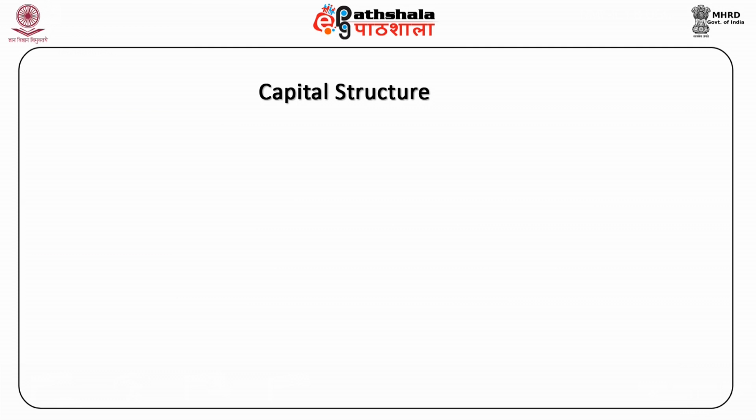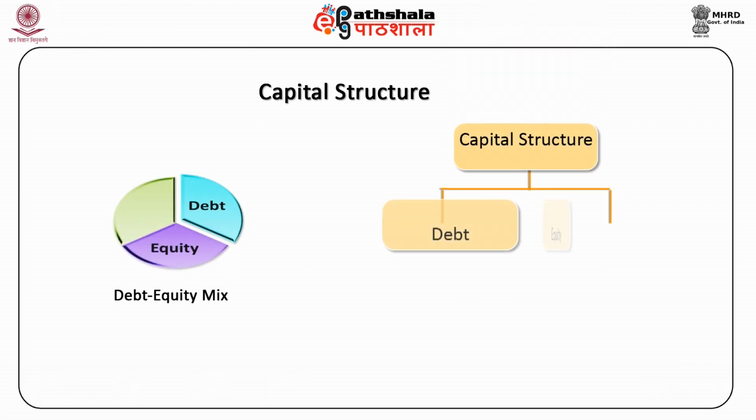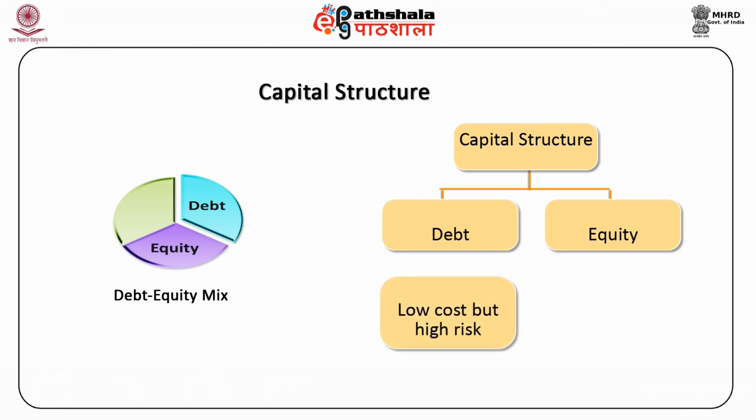First of all, we'll discuss the meaning of capital structure. Capital structure is the debt-equity mix in the total capital of the company. Debt and equity differ in cost and risk. Debt involves less cost, but it is very risky security because of regular interest payment, whereas equity are expensive securities, but these are safe securities from company's point of view, as company has no legal obligation to pay dividend to equity shareholders if it is running in loss.